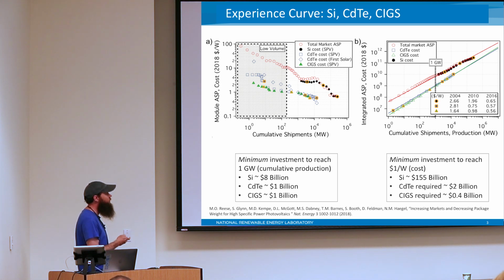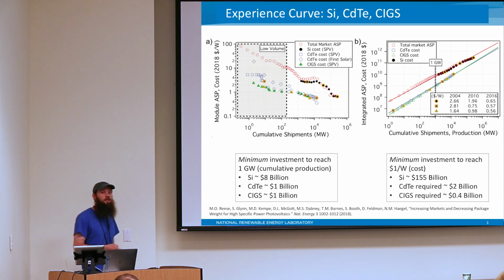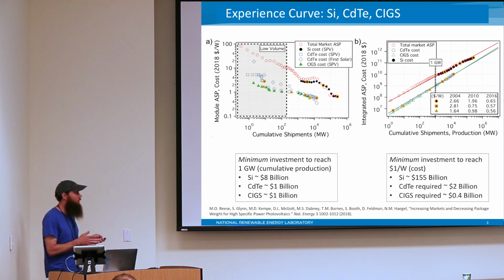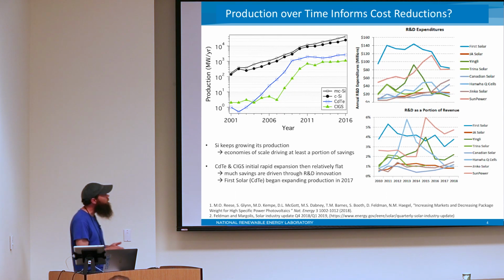But if you look at this, the minimum investment to reach cumulative production of a gigawatt was $8 billion for silicon and about $1 billion each for CdTe and CIGS. But if you look at what it costs to get to $1 a watt, you're talking $155 billion for silicon, and then on the order of a couple billion or 0.4 billion for CIGS. So this is one of the reasons why the thin films have really been able to do things very differently.